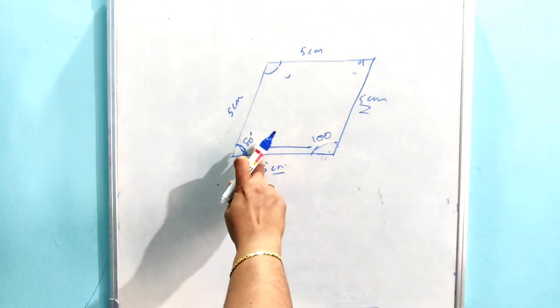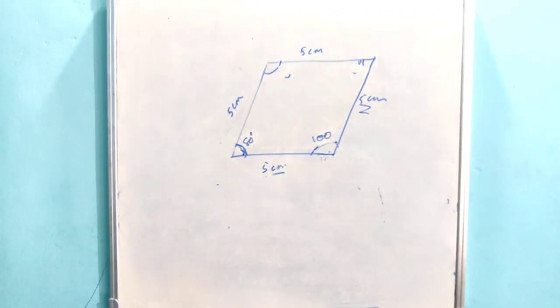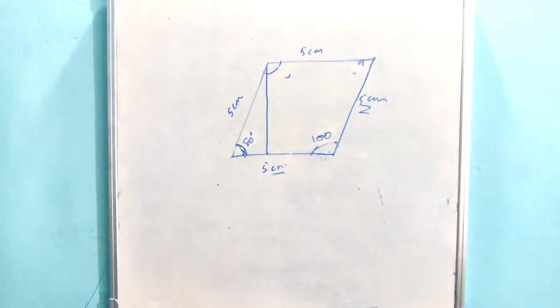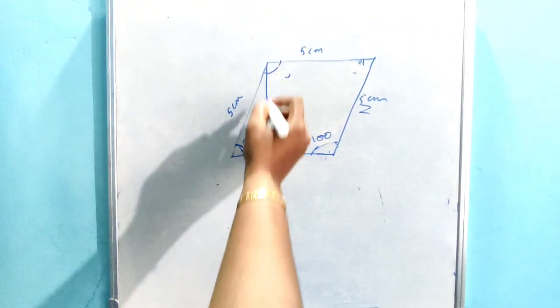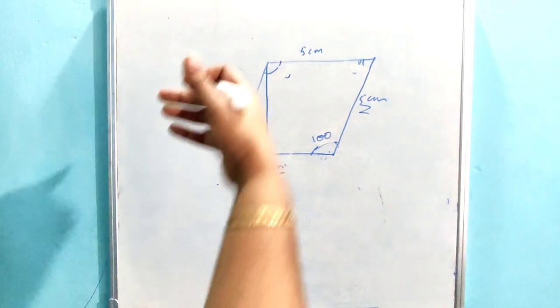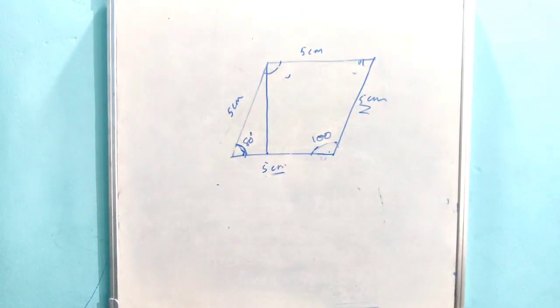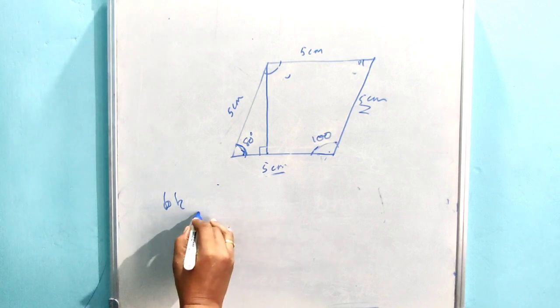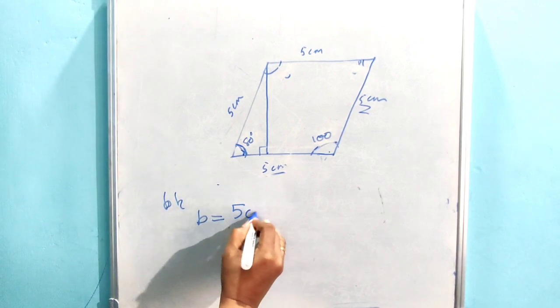Now we need the height of the rhombus. For that I just draw this height here. Okay, this is the height of the rhombus, that is the perpendicular distance from the opposite side to the base. Then this angle is equal to 90 degrees. This angle is equal to 10 degrees. Right? Then how do we find the area? Area is equal to BH, and here our B is equal to 5 centimeter.